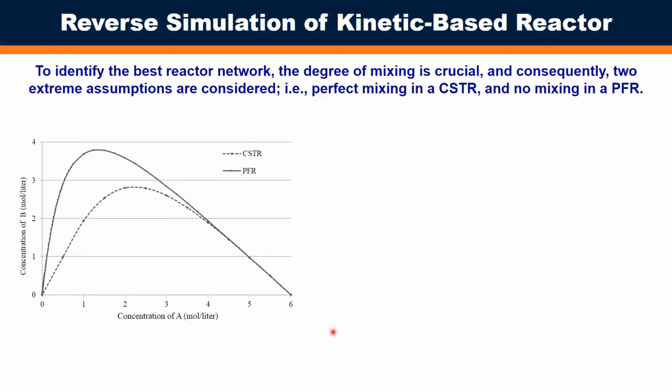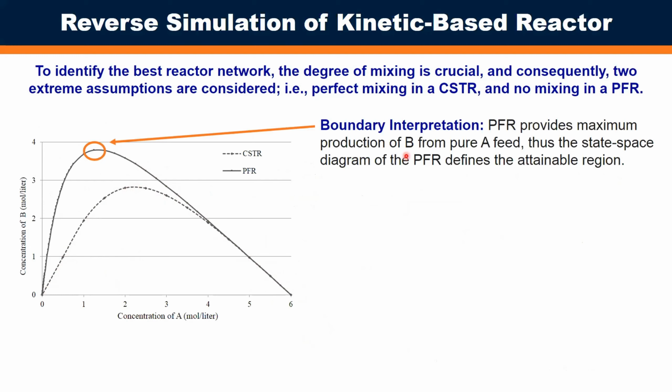And you can do this for different types of reactors as well. You can see the dashed line here is for the same composition space, or concentration space, that we get out of a CSTR. And here the solid line is what we get from a PFR. And so the PFR gives us the maximum production of B at this set of conditions.